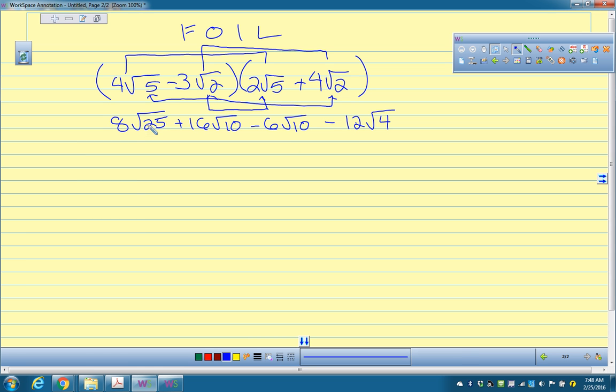What's the square root of 25? 5. So what's 8 times 5? 40. So you get a 40 over here. You can combine these two like terms. How many roots of 10 do I have altogether? 10 root of 10. And what does this simplify to over here?